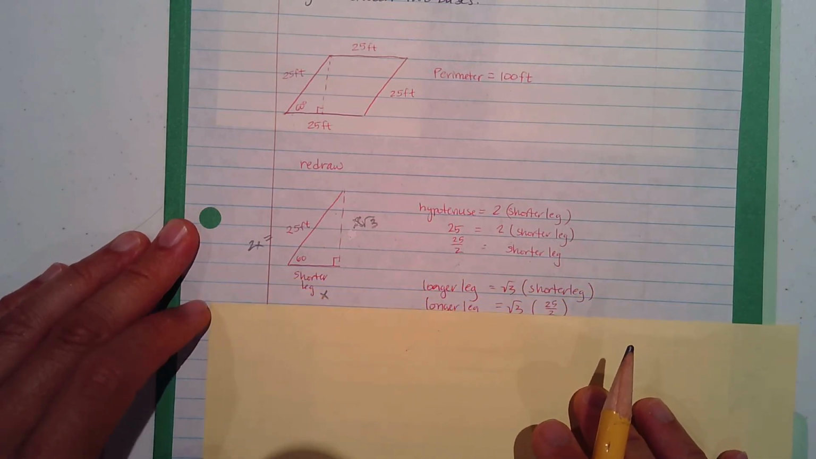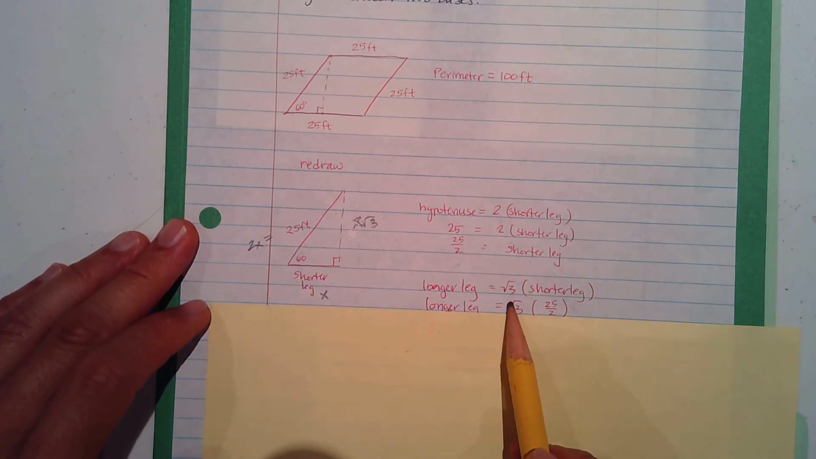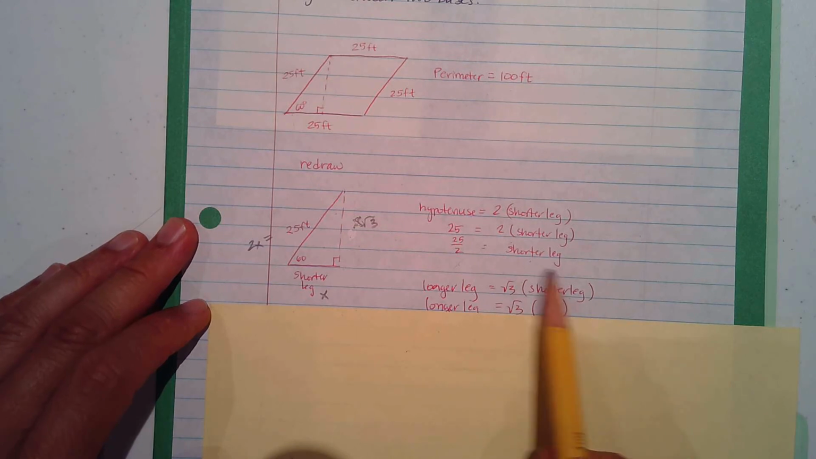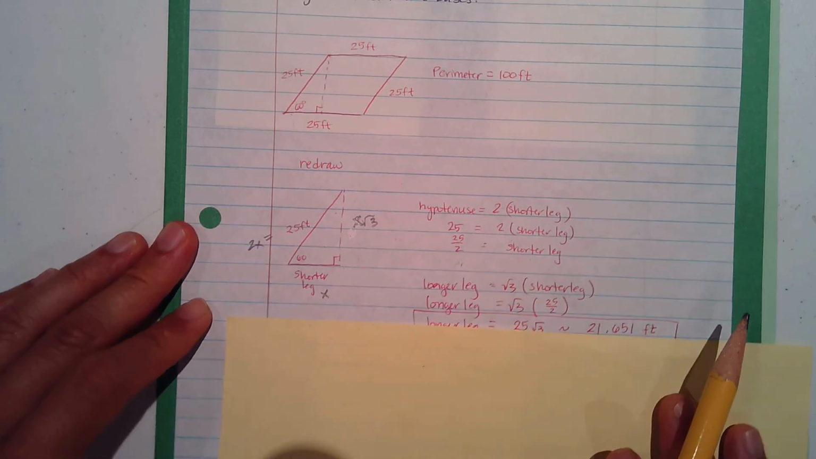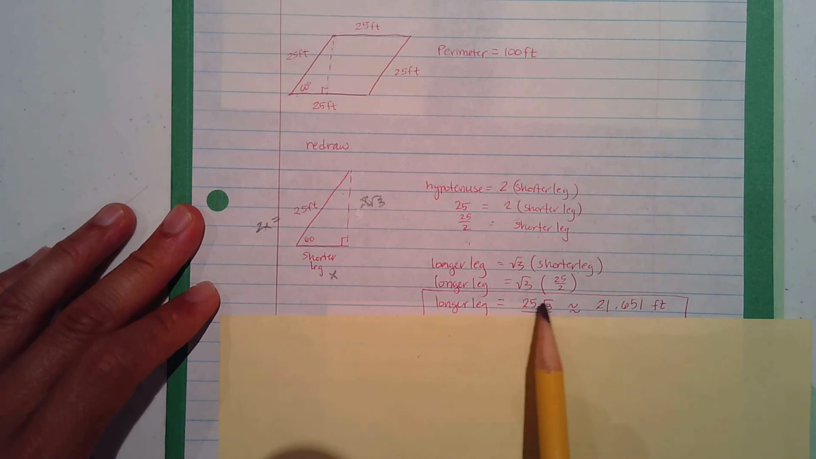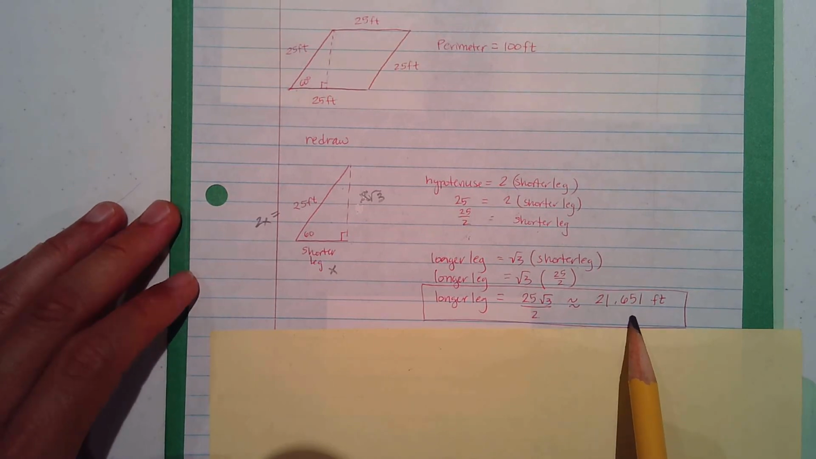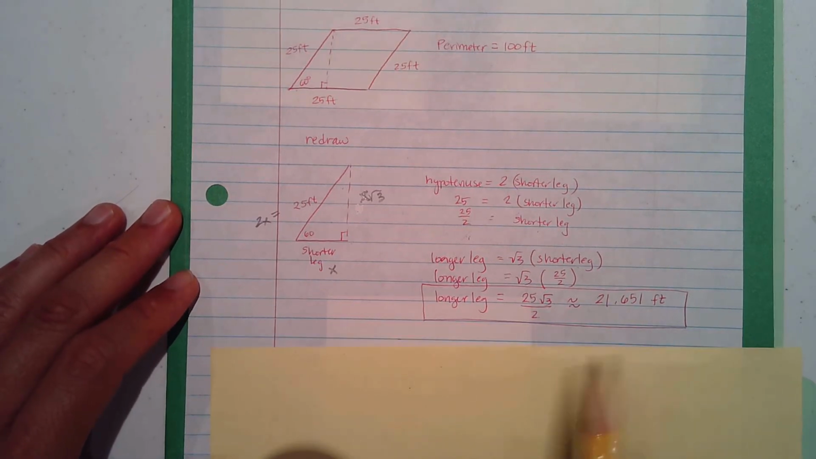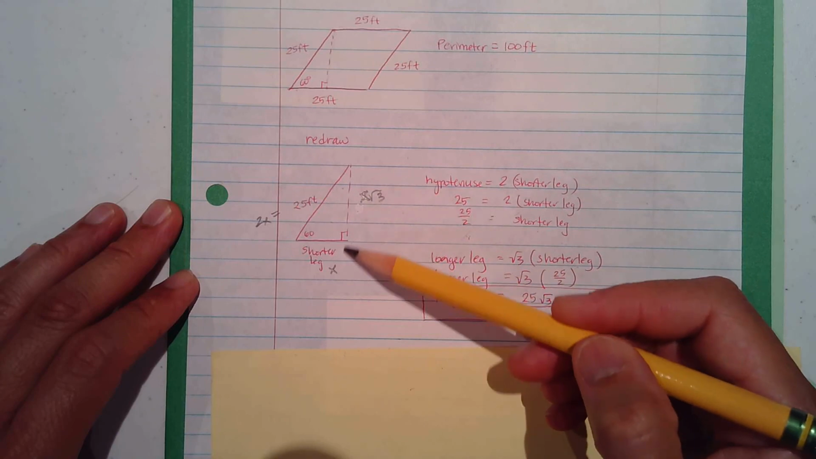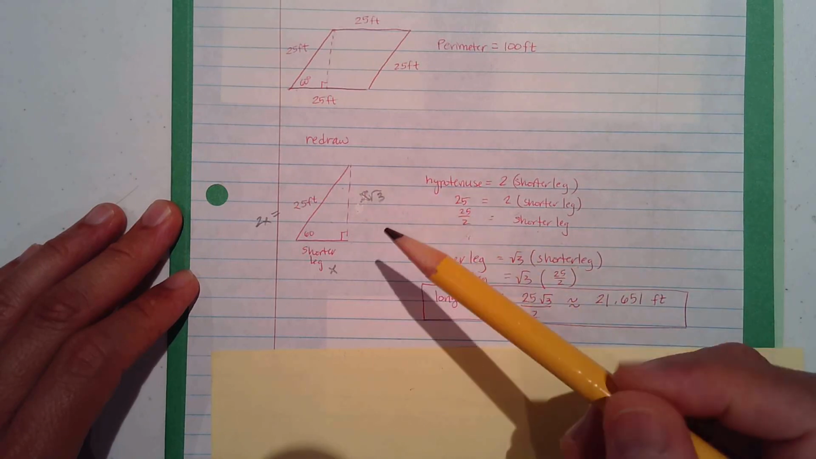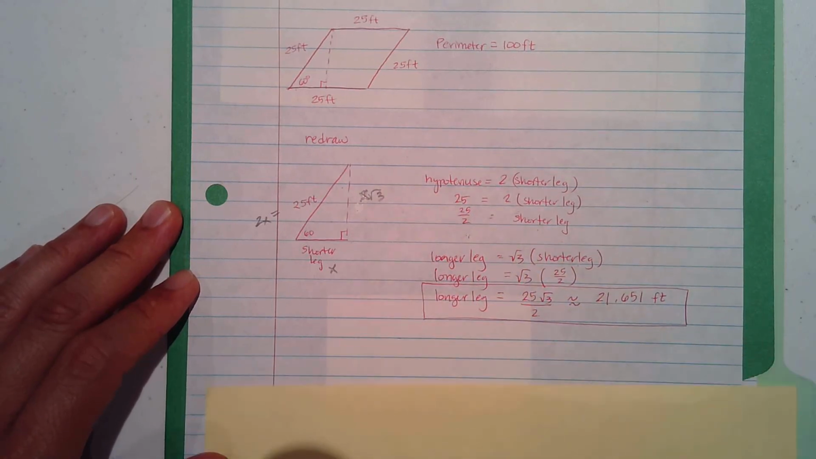The longer leg is going to be radical 3 times the shorter leg. Well, the shorter leg is 25 over 2. So this is now 25 radical 3 over 2, which is roughly 21.651 feet. So that is the height between the two bases. All right, that's it.